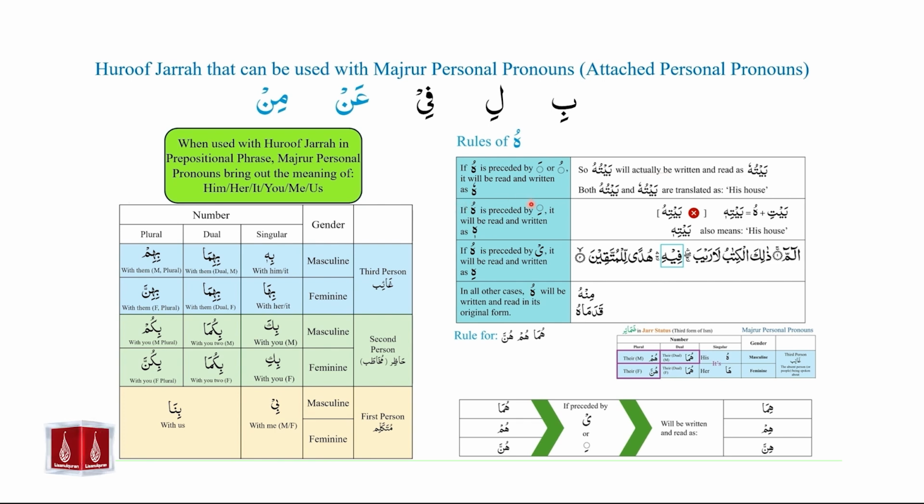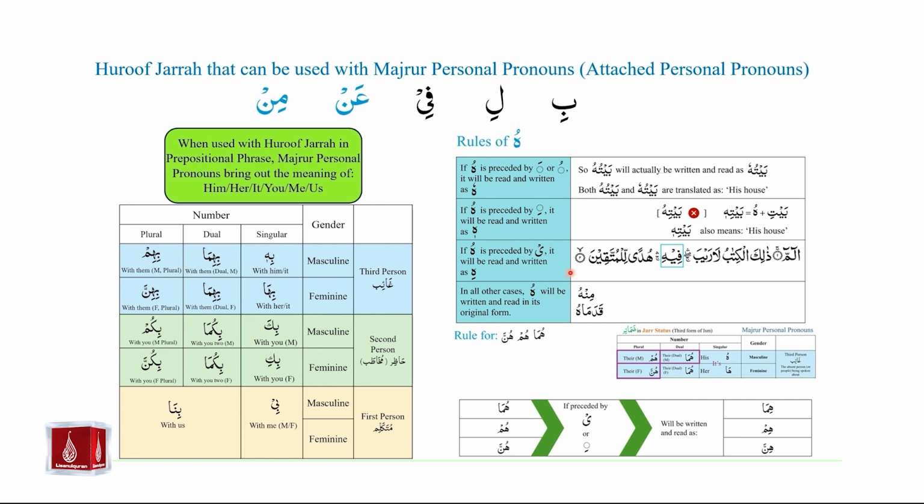If hu is preceded by zair, it will be read and written like this, where we have ha with a vertical zair underneath it. For example, baitihi, which also means his house. If hu is preceded by ya with sukoon on it, it will be read and written as hi, where we have ha with a regular zair underneath it, such as la raiba fihi.